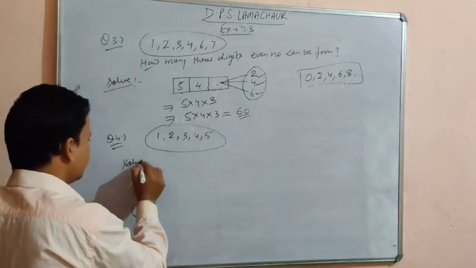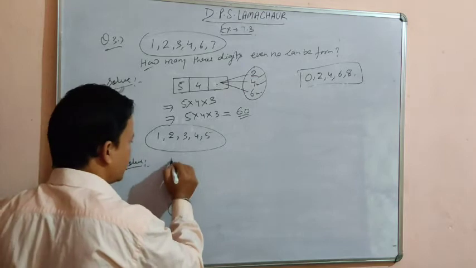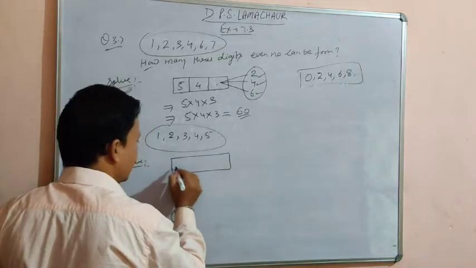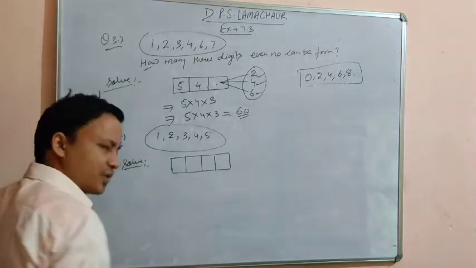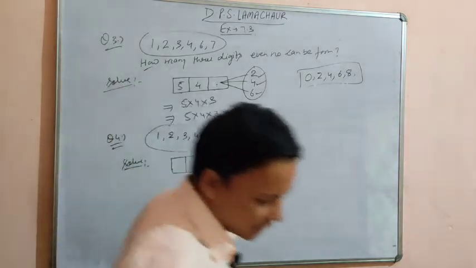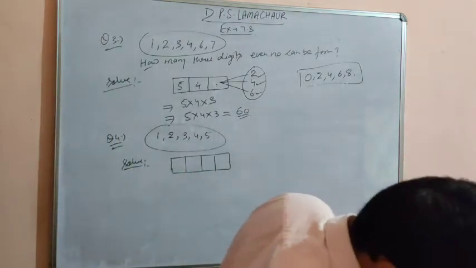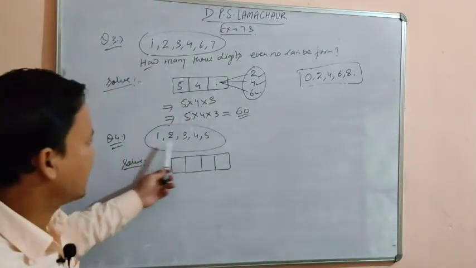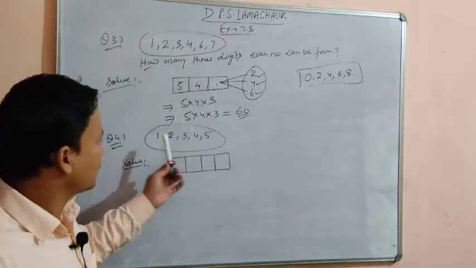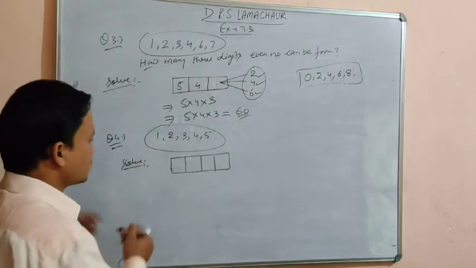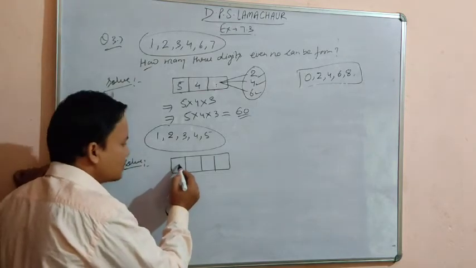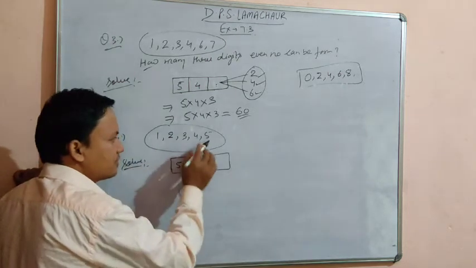First we have to make a 4-digit number. So we will make 4 boxes here, 1 2 3 and 4. Okay, since repetition is not allowed, it is clearly seen that repetition is not allowed. So we have 5 options. Okay students, we have 5 options and we have to make a 4-digit number. So what are the possibilities to fill this first box? There are 5 possibilities because we have 5 options.